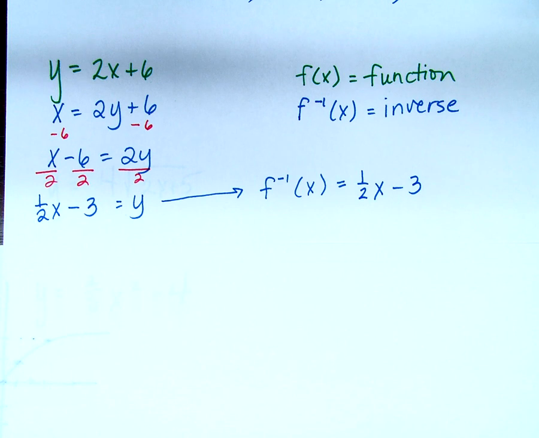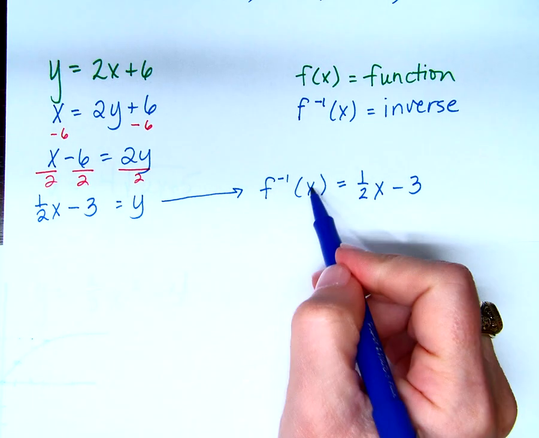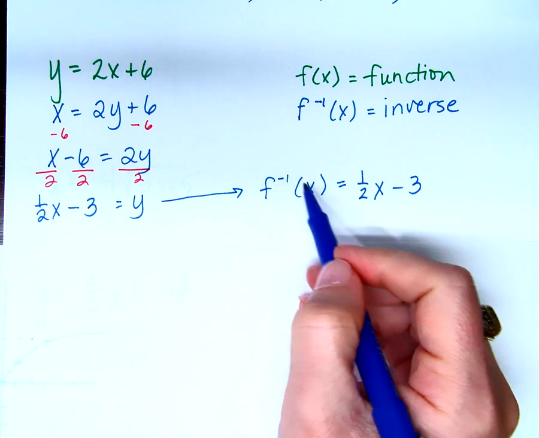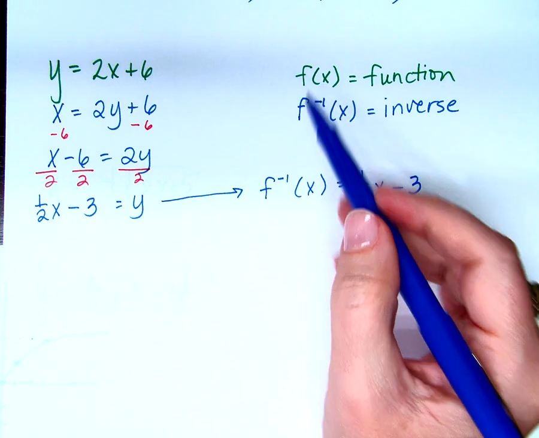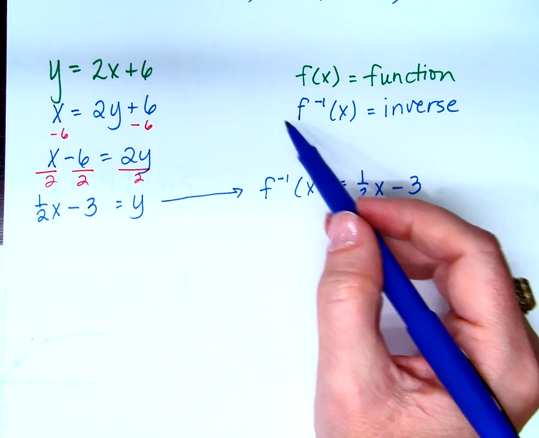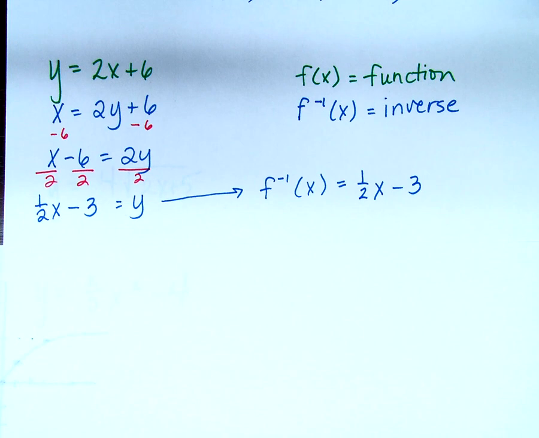Does that make sense? Any questions so far? Yes, sir? I'm not excluding it so much as I am rewriting how I'm writing the y. Remember, y and f of x for us are the same. So instead of writing f of x, I'm writing this notation right here so that we know for sure that this is the inverse of what I started with. Does that make sense? Okay.